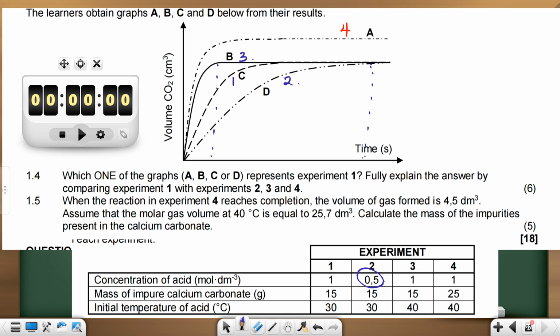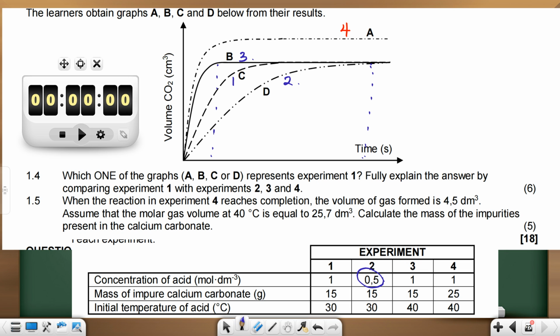Did you get the 4 correct? I said I asked for the 4. All right. You will be able to do it, don't worry.